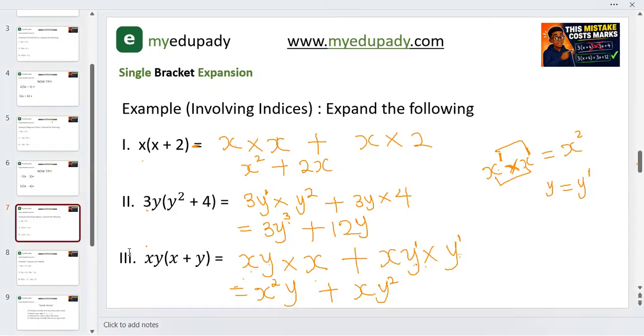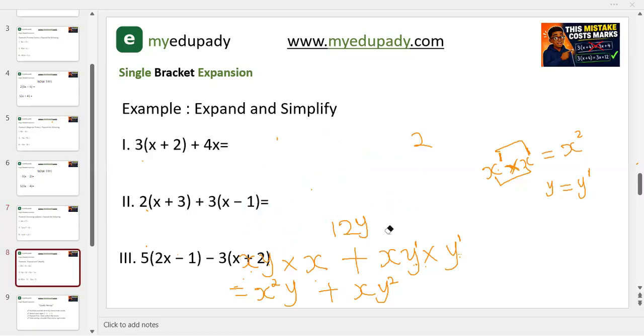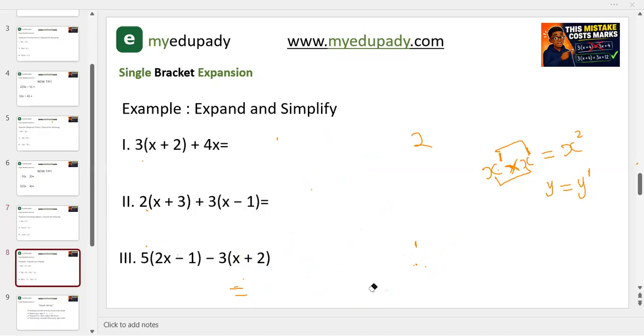All right, so we are done with this part, and we want to move to the next part, which involves expansion and then simplification. Sometimes we might have to expand more than one bracket and then simplify. Sometimes we might have to expand a bracket and then simplify with a term. So how exactly do we approach questions that look like that? We are going to be looking at that shortly.